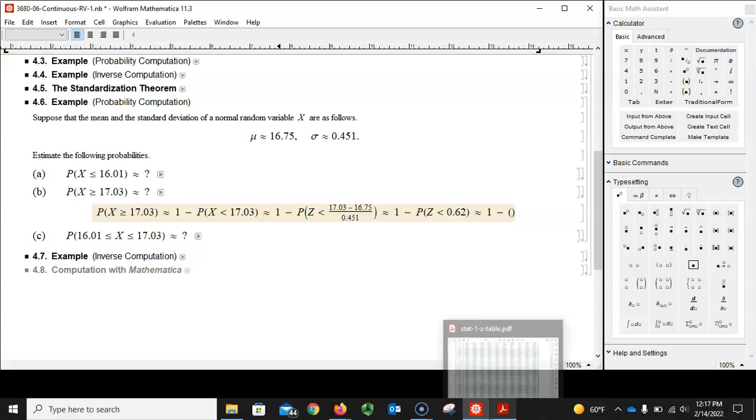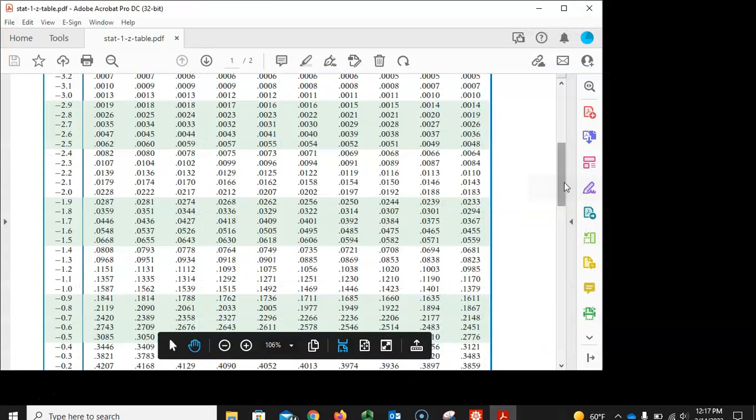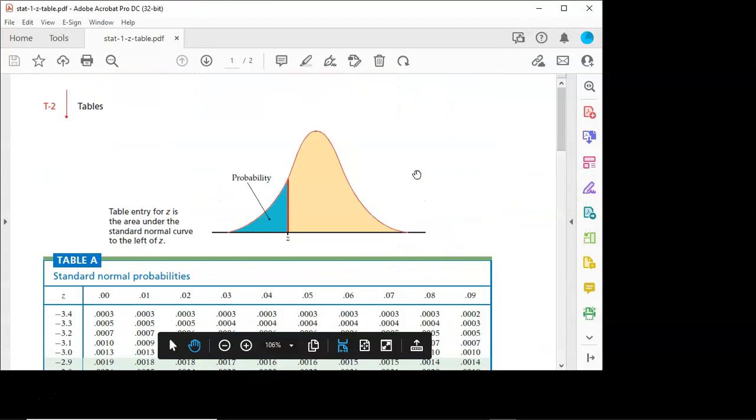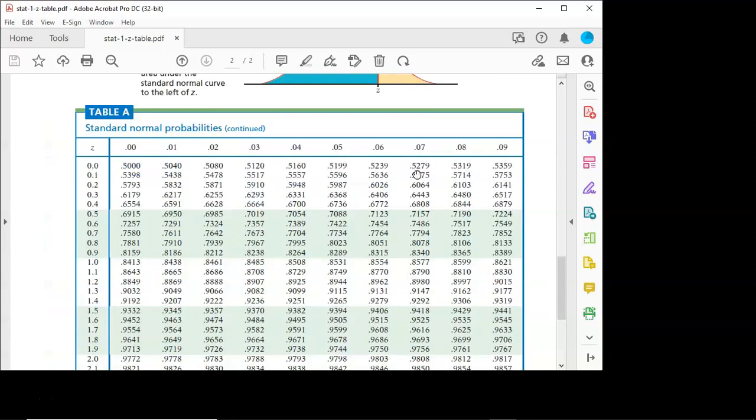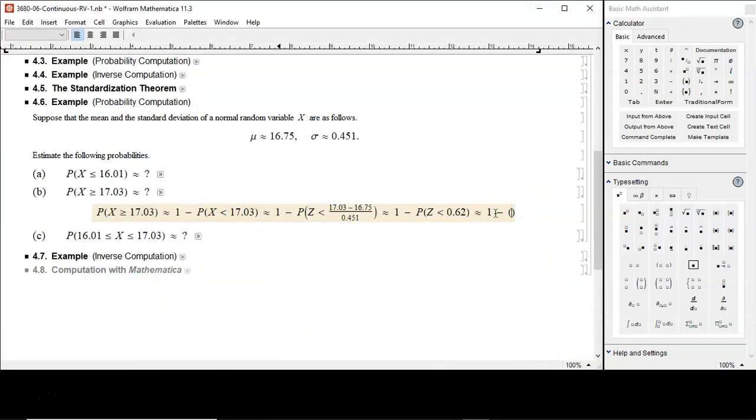Less than 0.62, where is it? Go there. 0.62. It should be on the second page. 0.7324. And that's got to be your computation. Let's see, what did I do here?